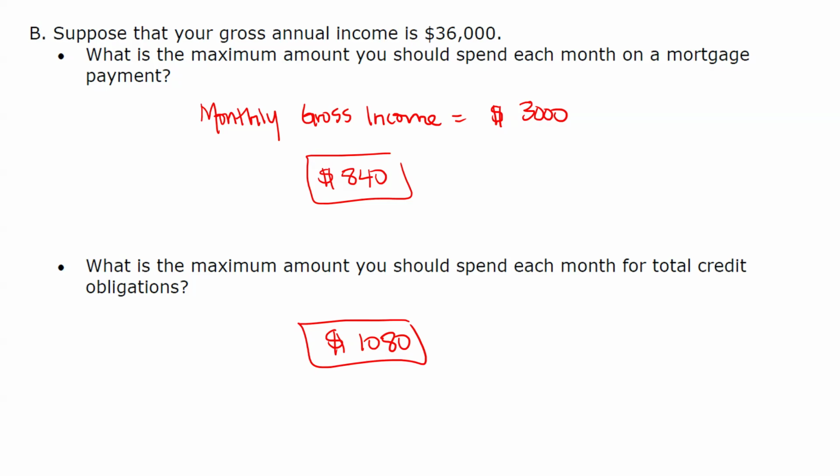Now, what is the maximum amount you should spend each month for total credit obligation? That includes your mortgage payment. That shouldn't exceed 36% of your monthly gross income. So we take 36% of 3,000, which gets us $1,080.